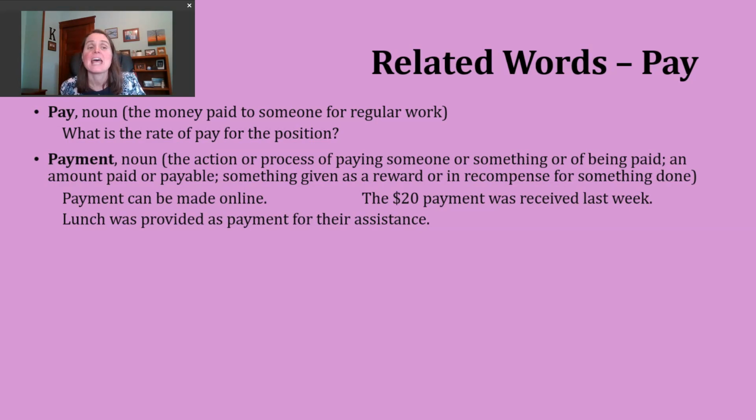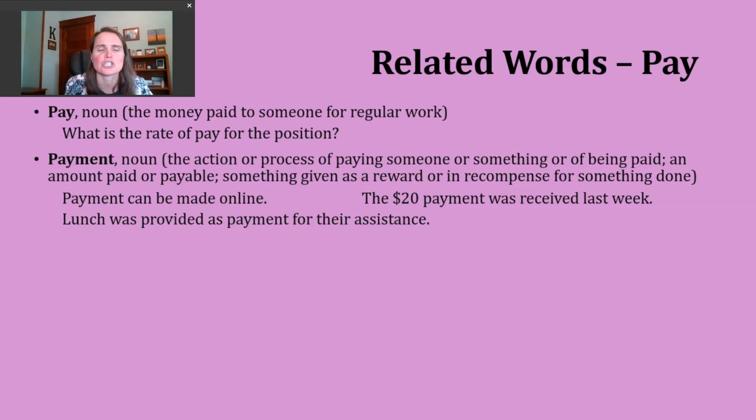Now, a third way to use the noun payment is to refer to something that has been given as a reward for something done. An example of this: lunch was provided as a payment for their assistance. So maybe we're talking about a group of volunteers that spent some time doing something, and as a sign of goodwill, as a bit of a thank you, they weren't given money, but they were treated to a free lunch.